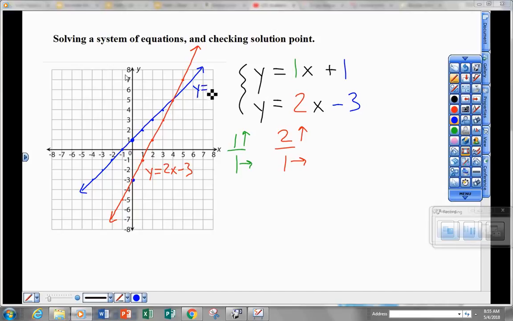I need to find that point where they intersect and plug that point in. The first word is blue. Blue. So that point is 4, 5. Which means if I take that point, 4 for x, 5 for y, and plug it in, it will work for both equations.